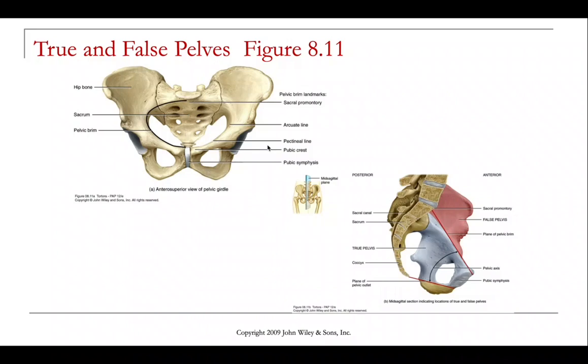So here you can see a false pelvis and the true pelvis in here. You can see this line that is going to form here from the sacral promontory down along the front for the pelvic brim.